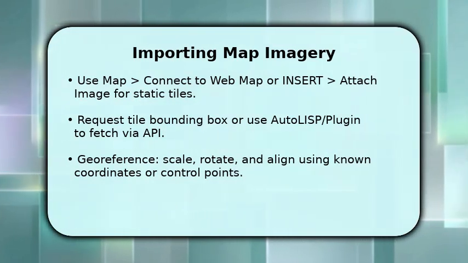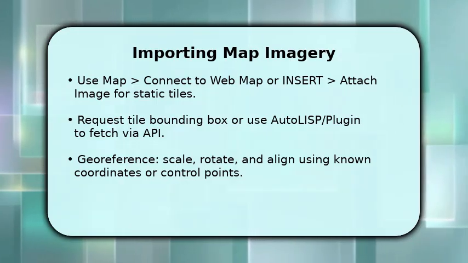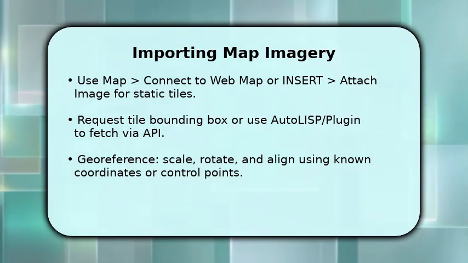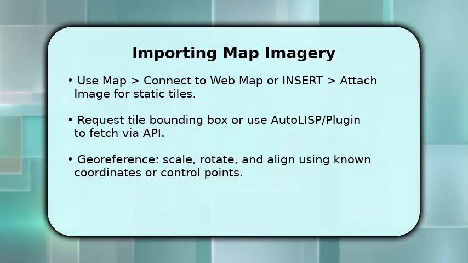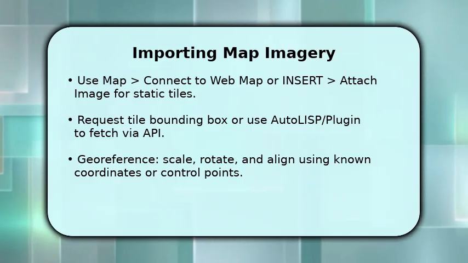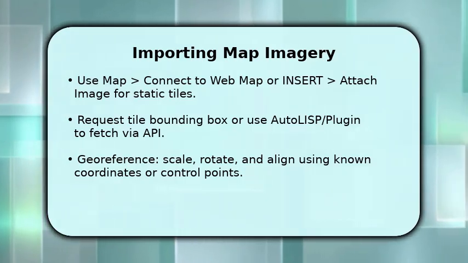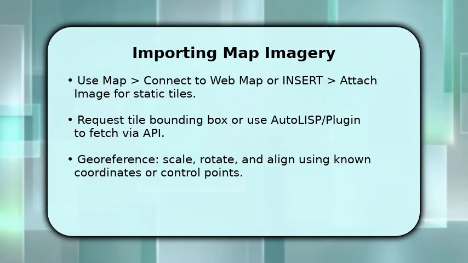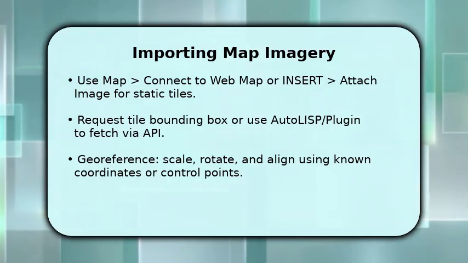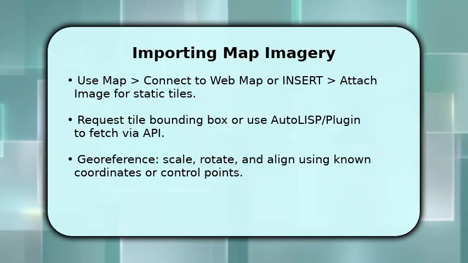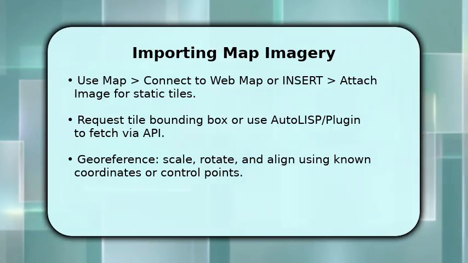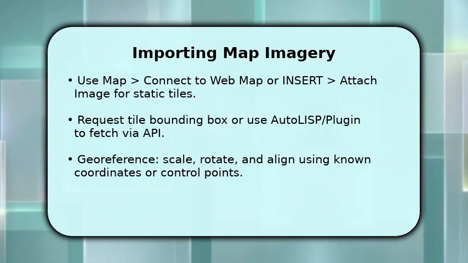Use AutoCAD's Connect to Web Map if available, or request static tiles via the map's static API and save images. If you're comfortable, run a script or plugin to automate tile stitching. This reduces manual alignment. After inserting the image, place it roughly where it belongs, then geo-reference using at least 2 known points, preferably 3 for rotation.